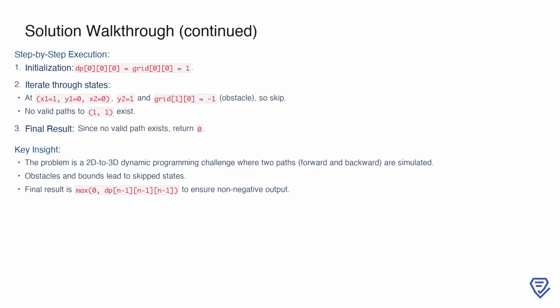Similarly, there are no transitions that lead to the bottom right corner. As a result, the dp value for the final state dp[n-1][n-1][n-1] remains inf, and the output of the function is max(0, dp[n-1][n-1][n-1]), which ensures a non-negative result. In this case, the output is 0, reflecting that it's impossible to collect any cherries. This highlights the importance of handling edge cases like full blockages in the grid.